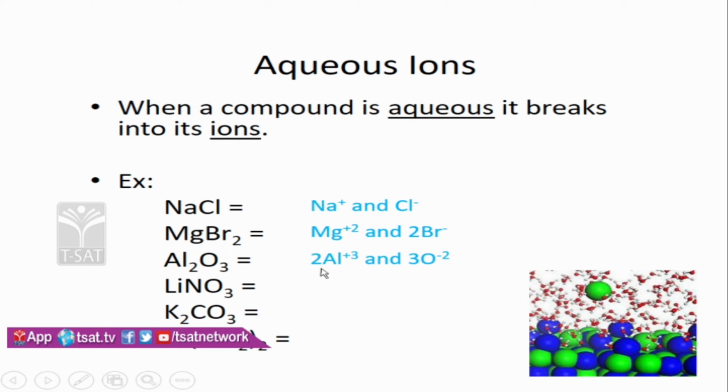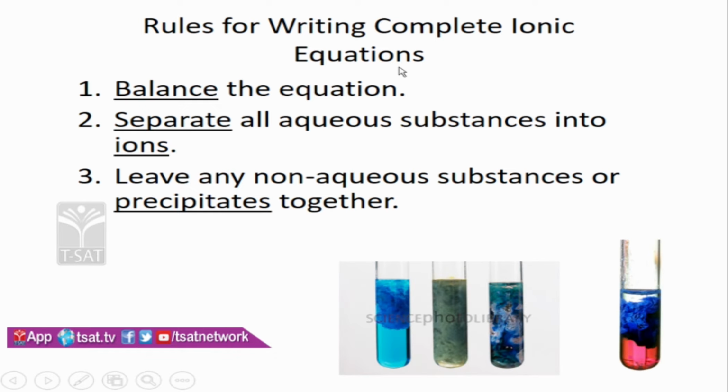Aluminum oxide, aluminum ions and oxide ions. Lithium nitrate, lithium ions and nitrate ions. Potassium carbonate, strontium nitrate. These are aqueous solutions. In aqueous solution, all the salts will dissociate or separate into ions. Then the ions will participate in the reactions. So, here are some rules to complete the ionic equations.